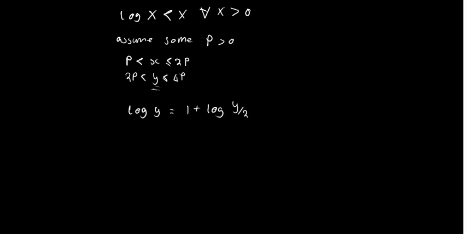What did this log y over 2 come from? Well, basically what we're saying is, if we say this is basically log y plus 1 minus 1, right? But then this one can be written as log y plus 1 minus log 2. Since this is base 2, this cancels to a 1, which is why we have that 1 over there.